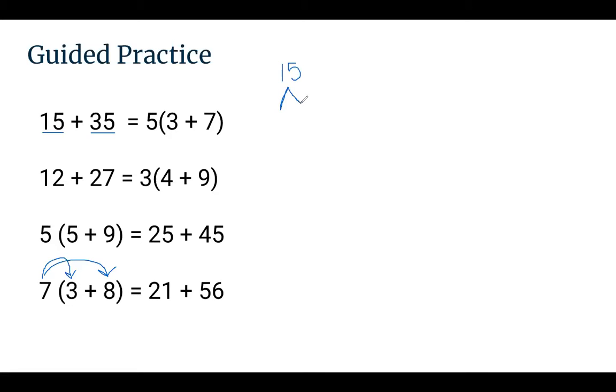But break down 15 for me. What prime numbers are inside of it? A 3 and a 5, right? And what prime numbers are inside of 35? A 5 and a 7, right? So what do they have in common with each other? What do they share? They share a 5, right?